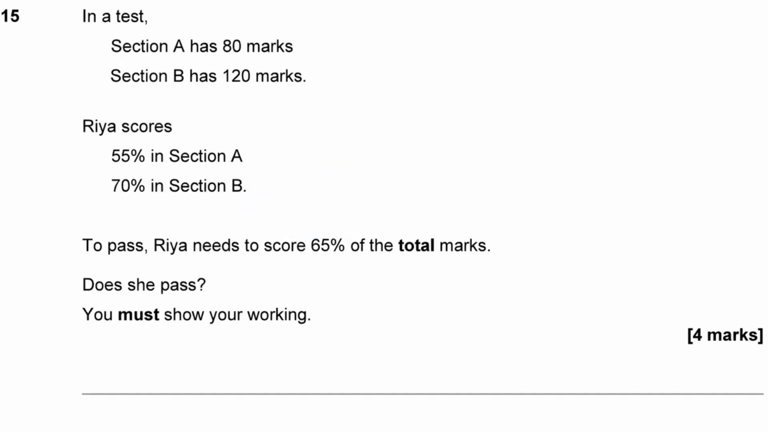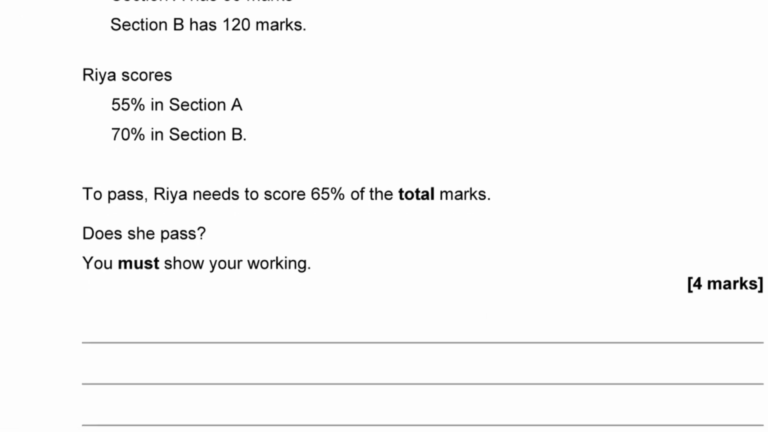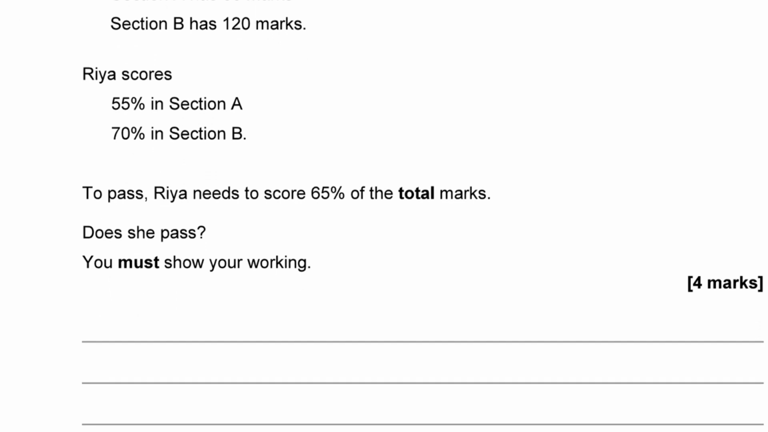Question 15. In a test, section A has 80 marks and section B has 120 marks. Ria scores 55% in section A and 70% in section B. To pass, Ria needs a score of 65% of the total marks. Does she pass? You must show your working. Okay, so we need to work out how many marks she scored in each section, add them together, and then work out what percentage that is of the overall paper. So let's start with section A. Section A has 80 marks and she scored 55% of that. So how much is 55% of 80?